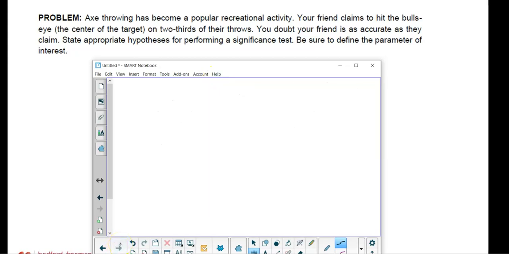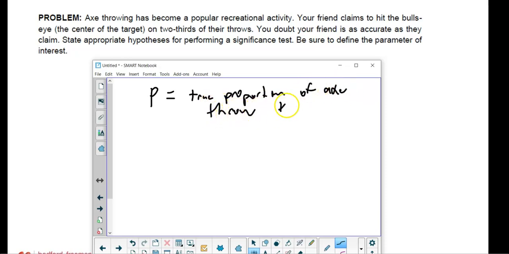is this a mean or a proportion here? So 2/3. So this seems to be a proportion. So P is the true proportion of axe throws that hit the target. Something like that. So the null is that P equals 2/3, or 0.6667.